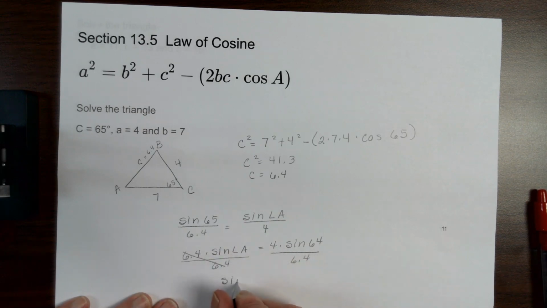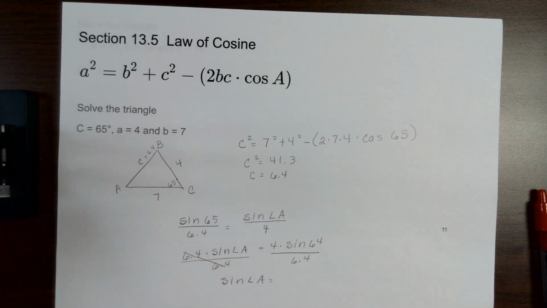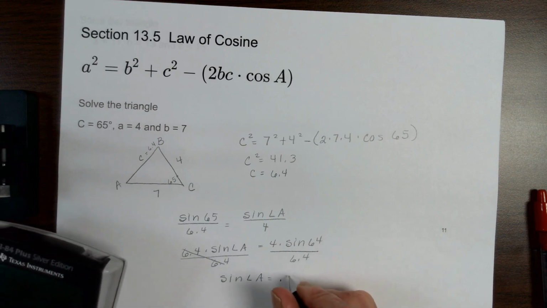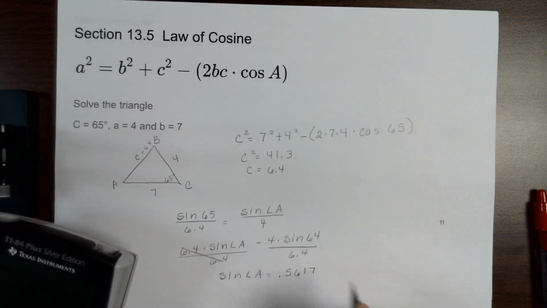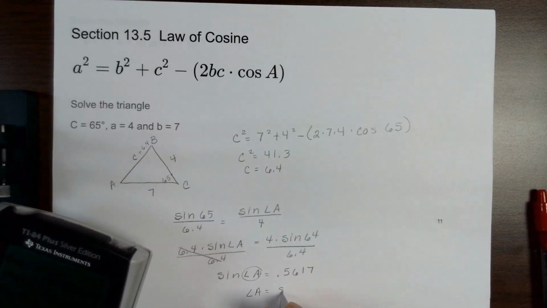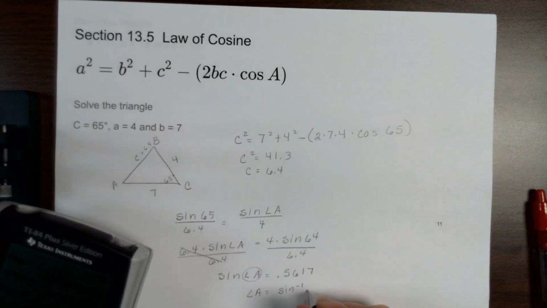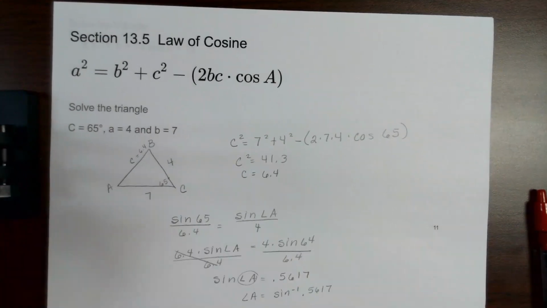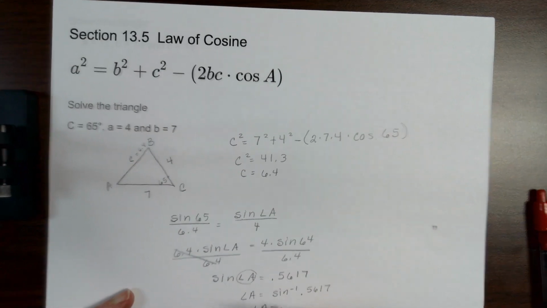And then I've got the sine of angle A is equal to, I'll do that on my calculator, 4 times the sine of 65 divided by 6.4 is going to give me like 0.5617, and I want the A by itself. So basically what I'm doing is I'm taking the inverse, because I'm looking for an angle, sine of 0.5617, and it's going to give me 34.2. So angle A is 34.2.